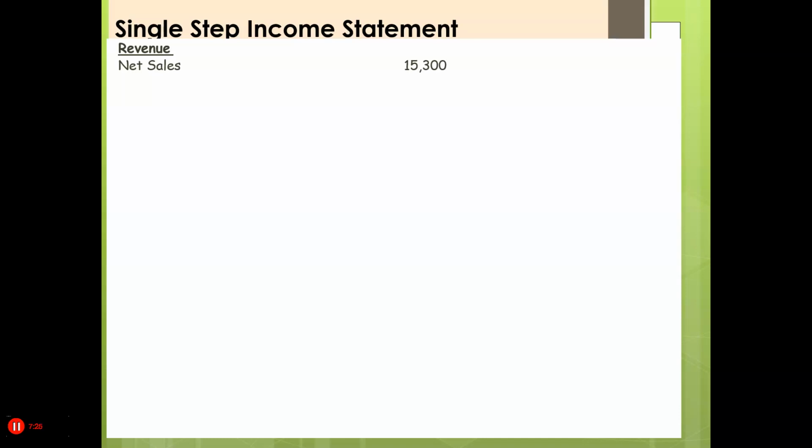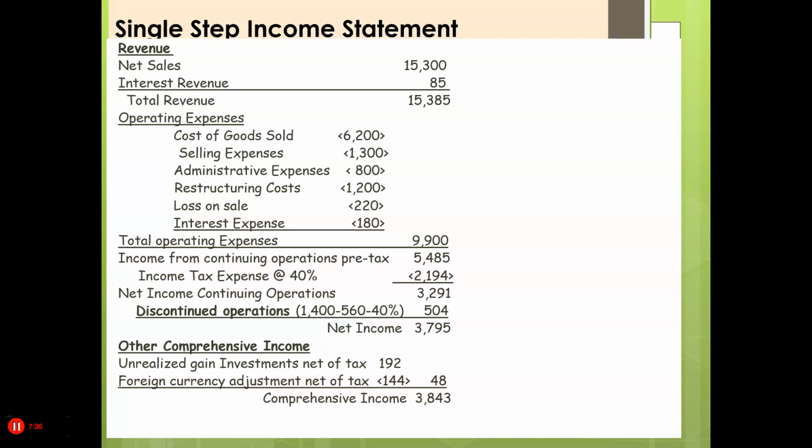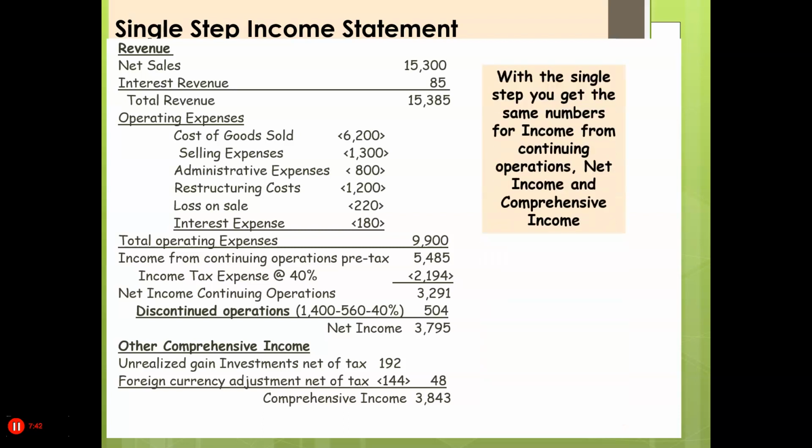Now the single step. In the single step, we include all the revenue together, all the expenses together, but these are always the items that were pre-tax. Then we show discontinued operations and other comprehensive income the same way. So, again, with the single step, you get the same numbers, but you still have to isolate discontinued operations and other comprehensive income. And that concludes Part 2.